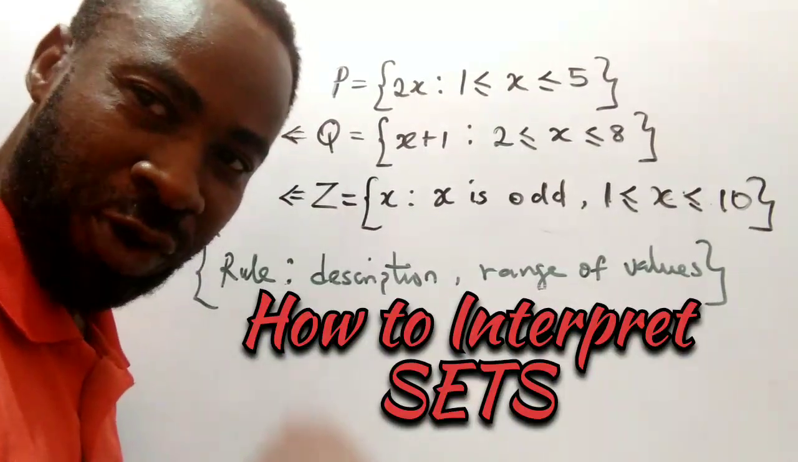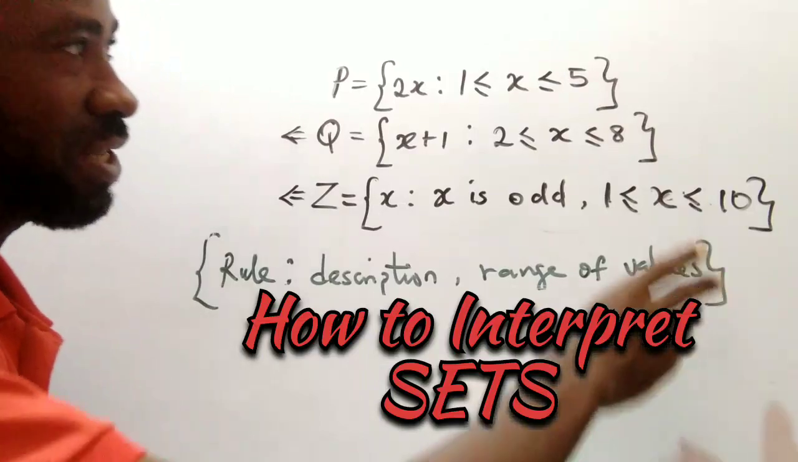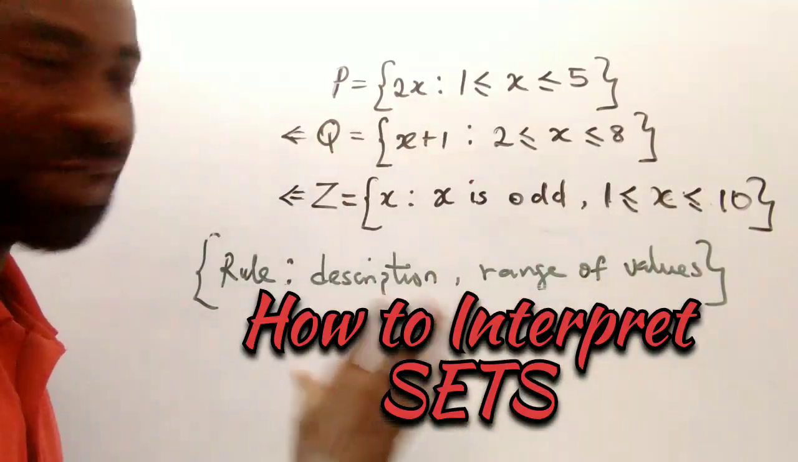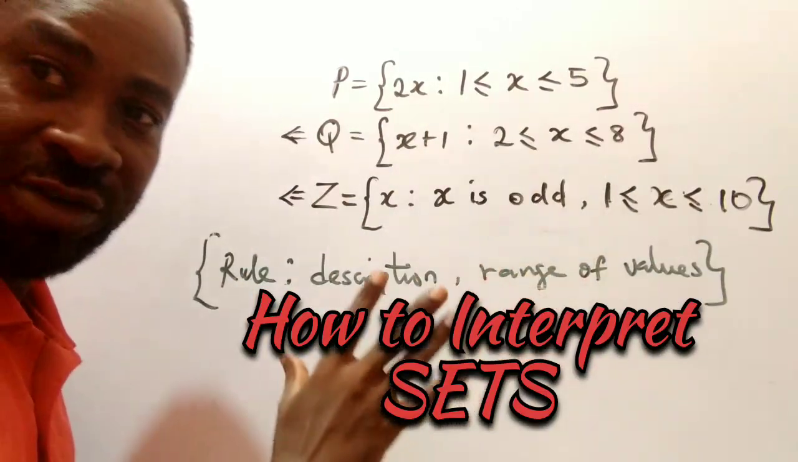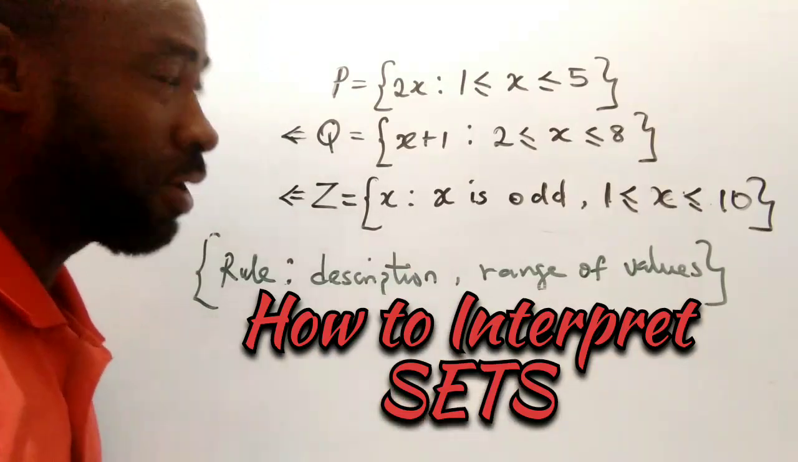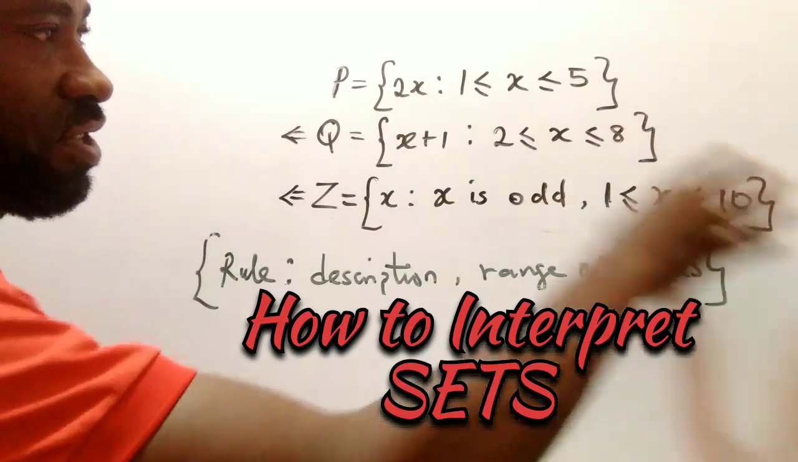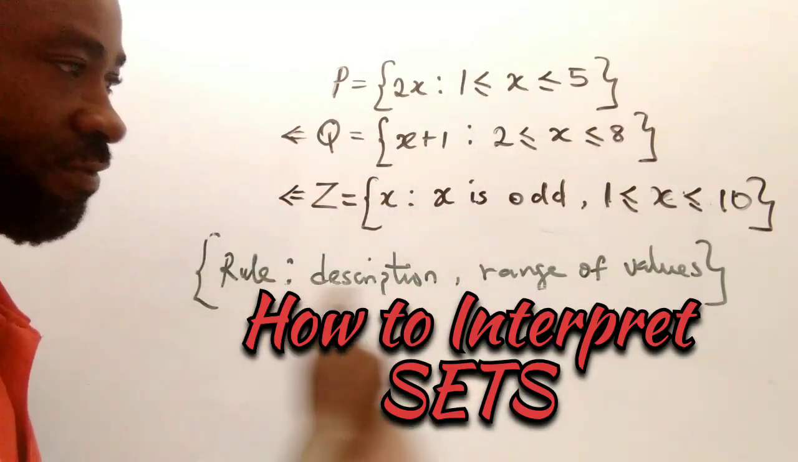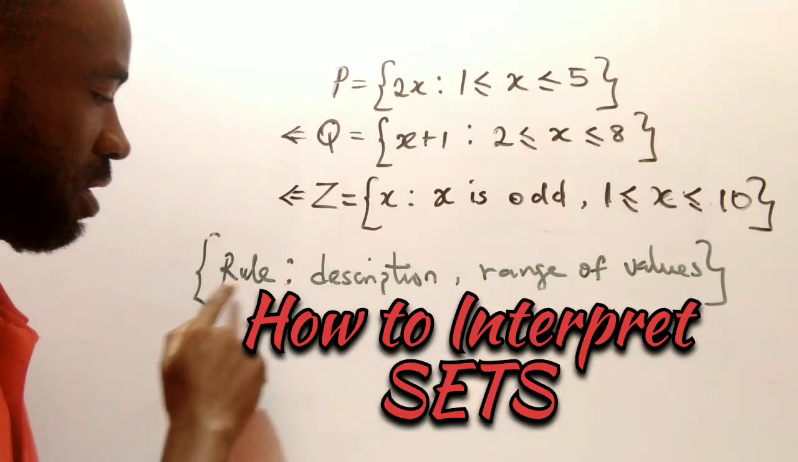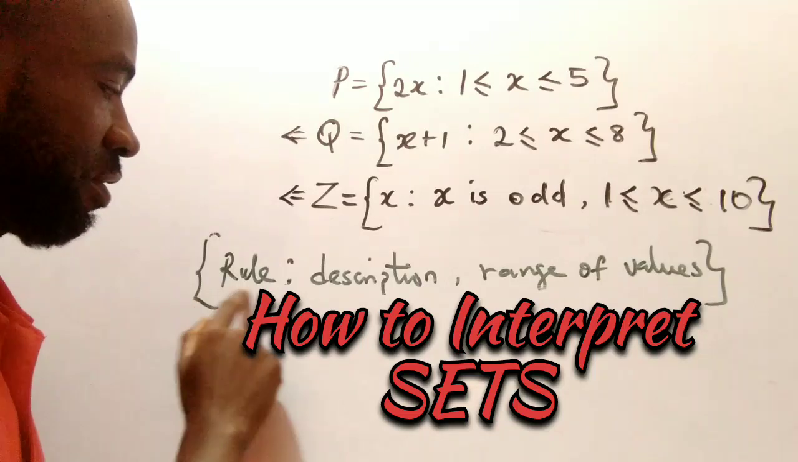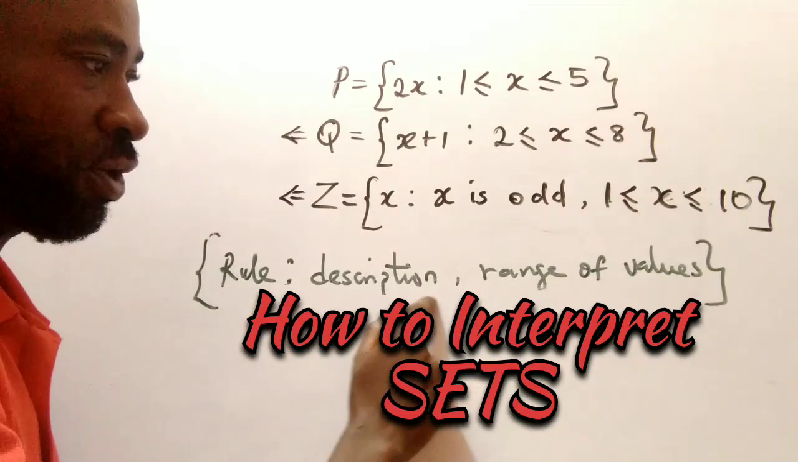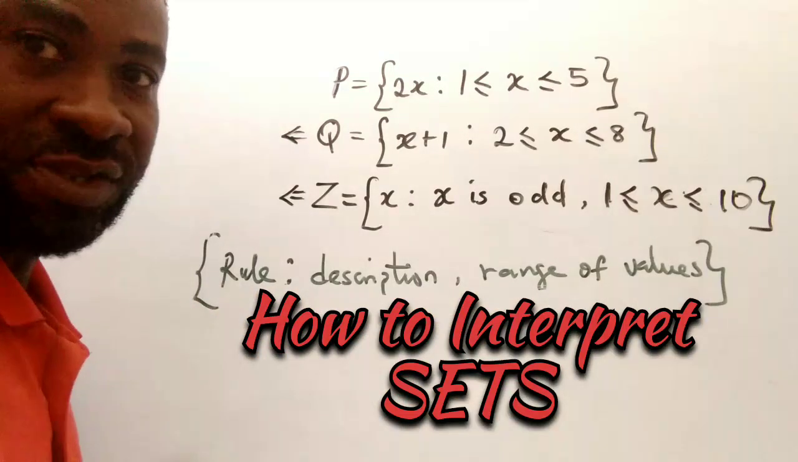Today I'm going to show us how we can easily interpret sets that are written in algebraic forms such as this. Any set written in this form has this framework. We have the rule, the description, and the range of values.